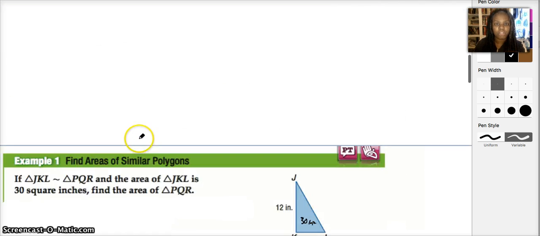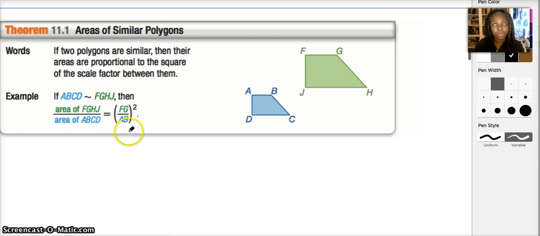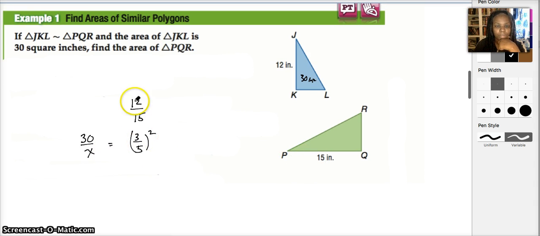And so what we saw from this theorem is that the areas are in a ratio of the square of the linear ratio of the sides. So I'm going to square this. Remembering the 12 comes from JKL, I'm going to put the area of JKL at the top and know that I'm looking for the area of the bottom triangle, PQR. So I've got 9 is to 25 as 30 is to x. You guys remember how to solve proportions.